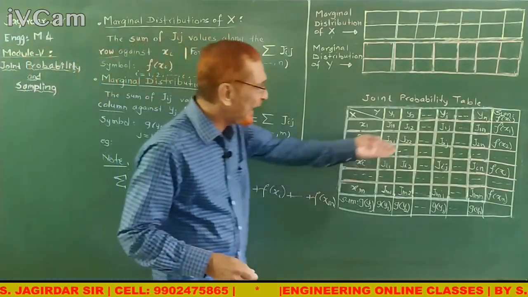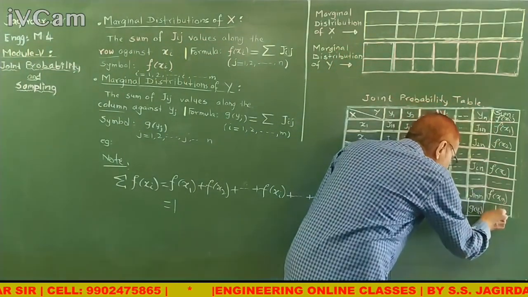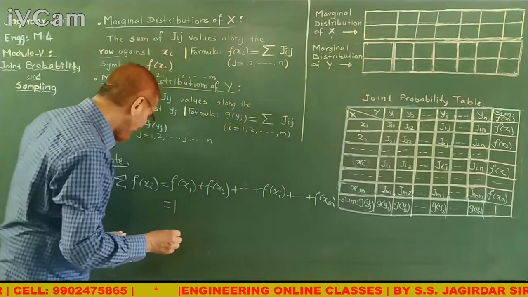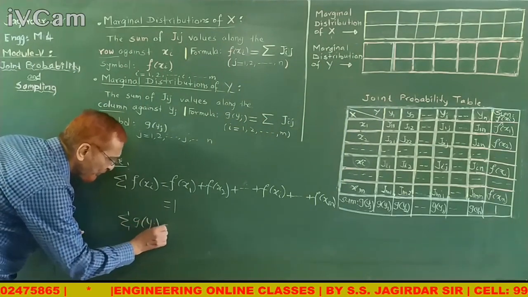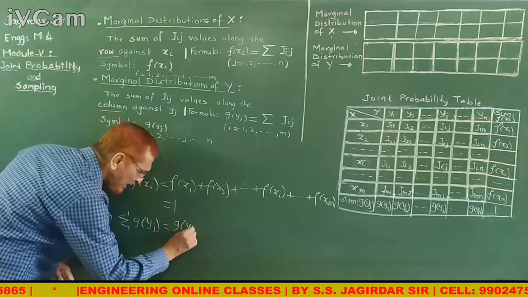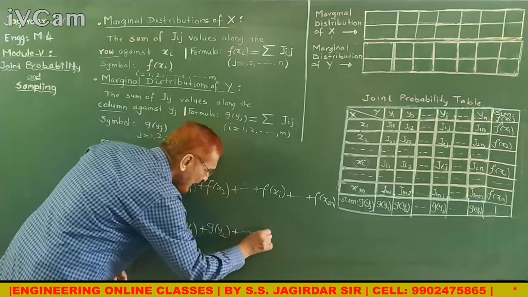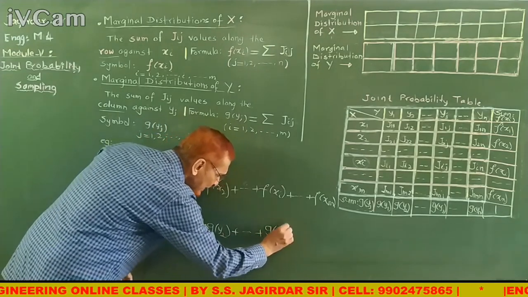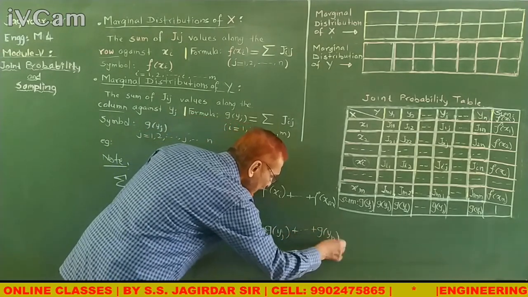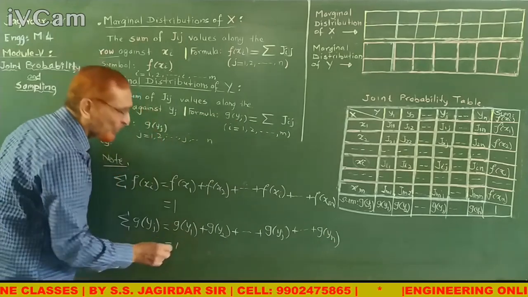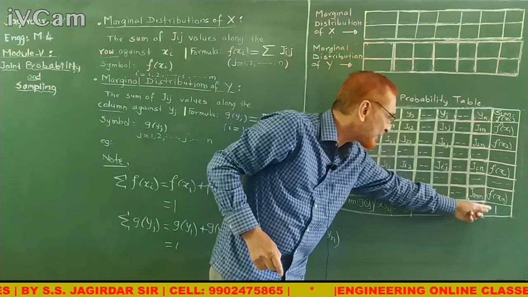That means when you add all the marginal distributions of x, the result will be 1. And similarly, if you take up the case of the g y j values, that is g y 1, g y 2, and this way g y j and g y n, you will find that this is also 1. That means when you add all these values, the result is 1.